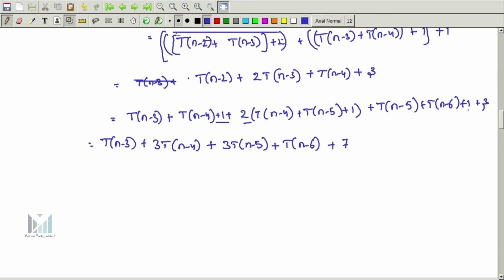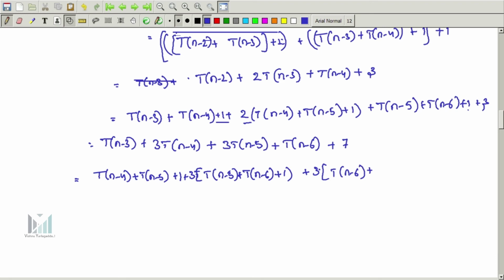Then next level, which is equivalent to T of n minus 4 plus T of n minus 5 plus 1 plus 3T of n minus 5 plus T of n minus 6 plus 1 plus 3 into T of n minus 6 plus T of n minus 7 plus 1 plus T of n minus 7 plus T of n minus 8 plus 1 plus 7.